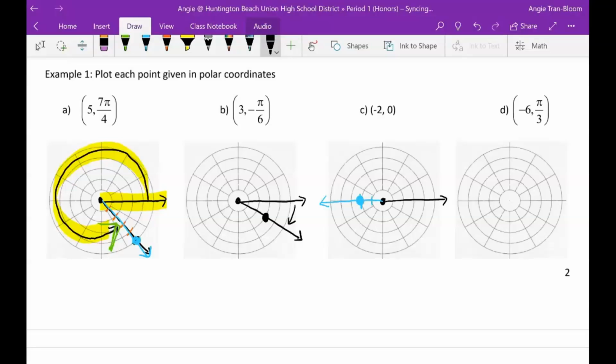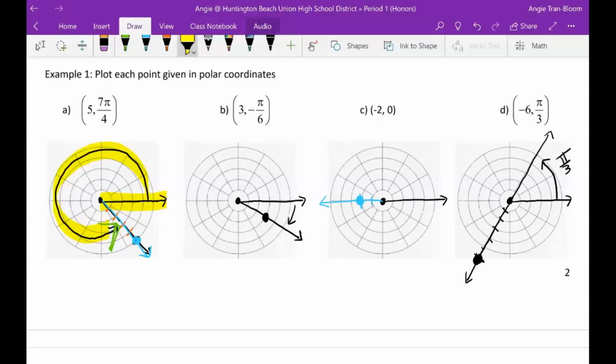Similarly to D, I have a negative radius again. Here's my polar axis. Pi over 3, it's all the way up here. Technically that's where my pi over 3 angle ends, but I do not make my radius there. I draw another ray and I count 6 units out. So let's see, 1, 2, 3, 4, 5. Only 5 there, so make another one. So extend this. There you go. So that's my radius of 6. Notice again, I'm repeating, do not make the radius dot on the angle. You make it on the other side.